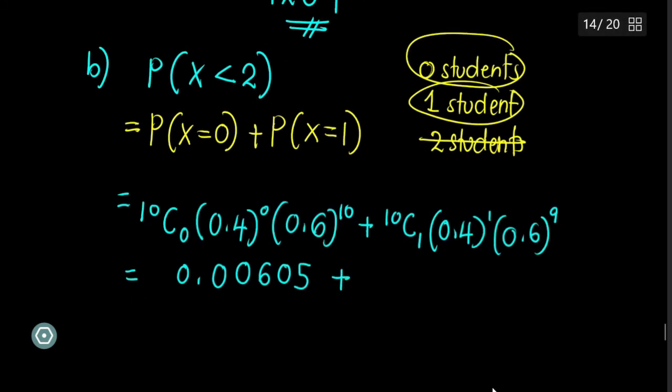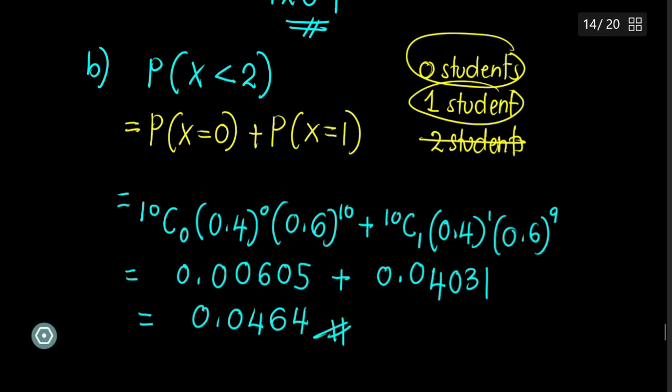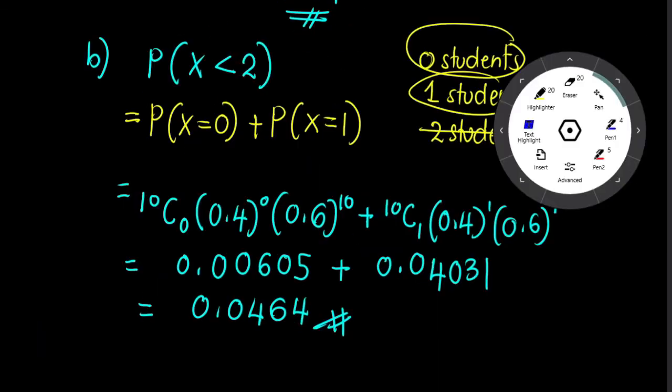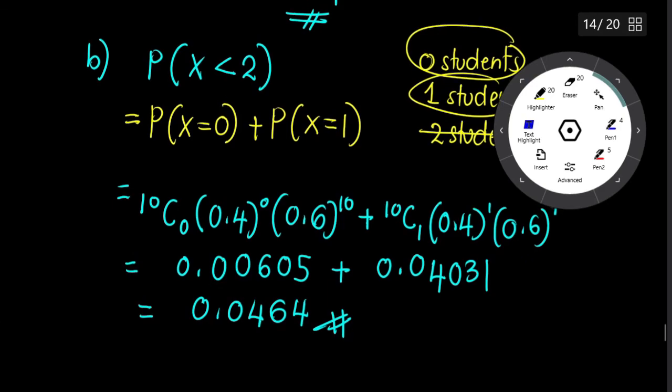Okay, then plus the next one, just change the numbers. 1. Here is 1. Okay. 0.04031. So you plus this, the final answer we get 0.0464. Okay. So we continue with part C.